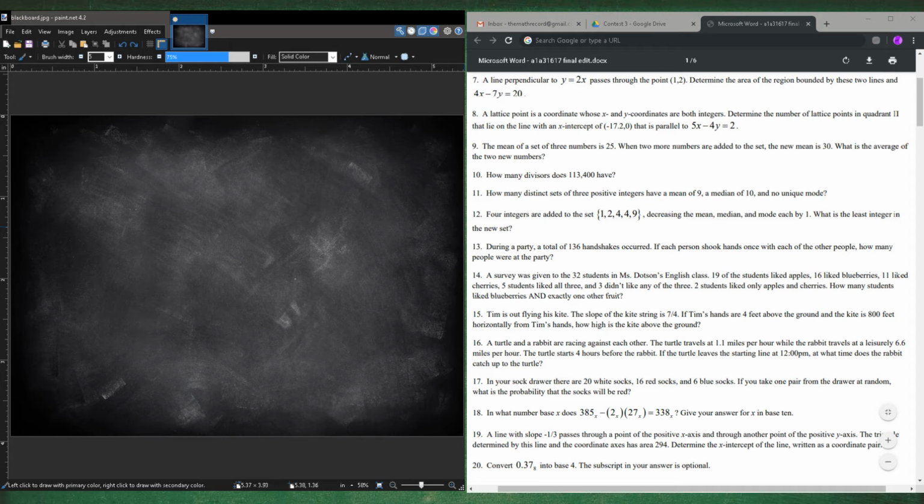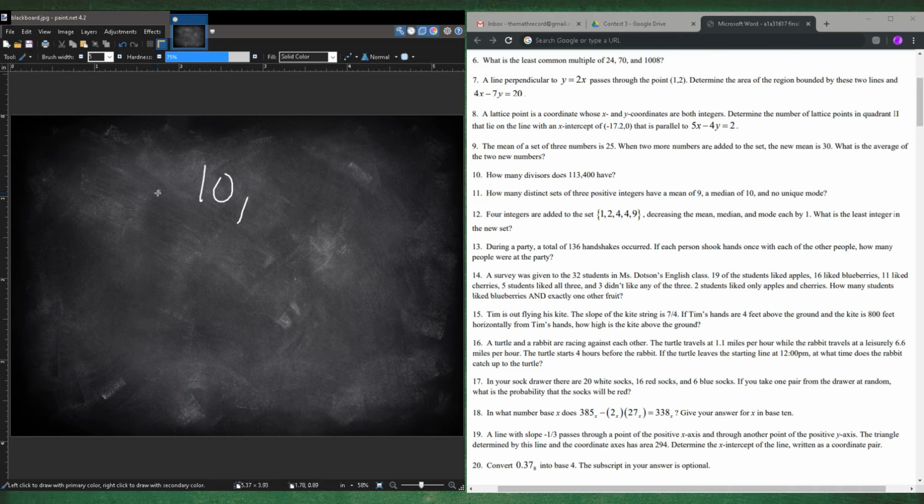How many distinct sets of three positive integers have a mean of 9, a median of 10, and no unique mode? So how many sets of three positive integers? It has to be positive and the median is 10, so it has to be 10 here. If we have something like x here, this thing has to be 9 minus x because it has a mean of 9.